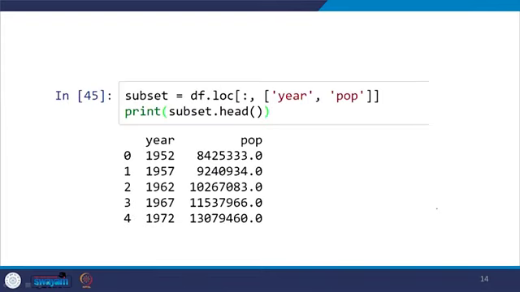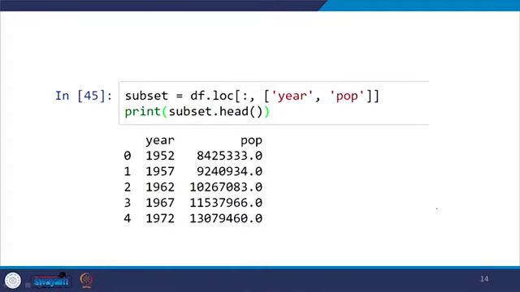You see that subset equal to df.loc[:, ...], I want to see only two columns, that is year and population. So when you type this way, you will get all the rows, only two columns' details, that is year and population. We will type this.